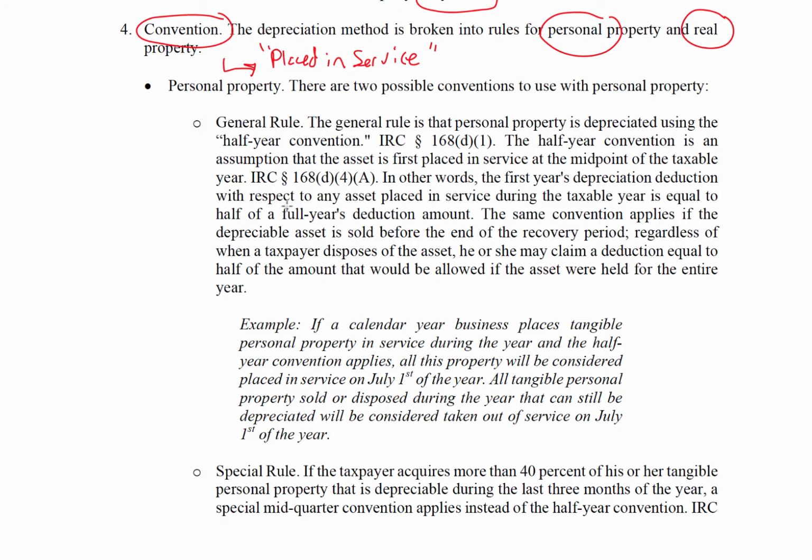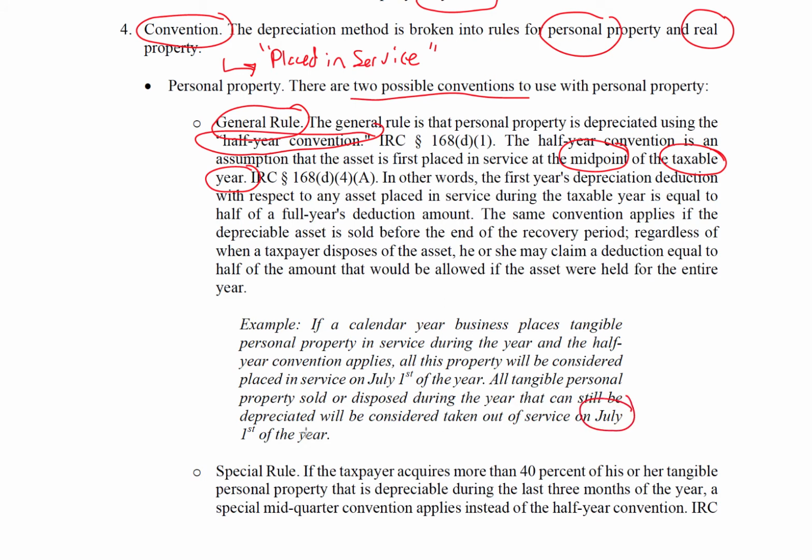So for personal property, there's 2 possible conventions that you need to worry about. The first is the general rule, and it's the half-year convention. The half-year convention says that regardless when you place in service, the asset will be placed in service at the midpoint of the taxable year. So in my examples, I always use calendar year. So halfway through a calendar year is on July 1st.